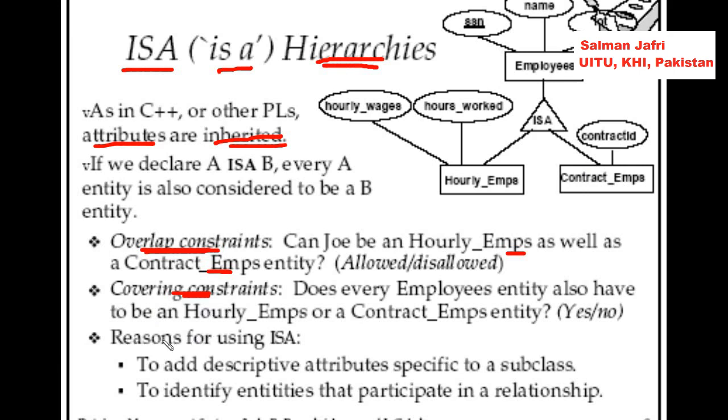So what are basically the reasons for using is-a hierarchies? To add descriptive attributes specific to a subclass. So these two attributes were specific to hourly employees, so this would be added only in this particular entity. Similarly, this particular attribute is specific to the contract employees, so it would be added to this particular entity only. And we can also use it to identify entities that participate in a relationship.